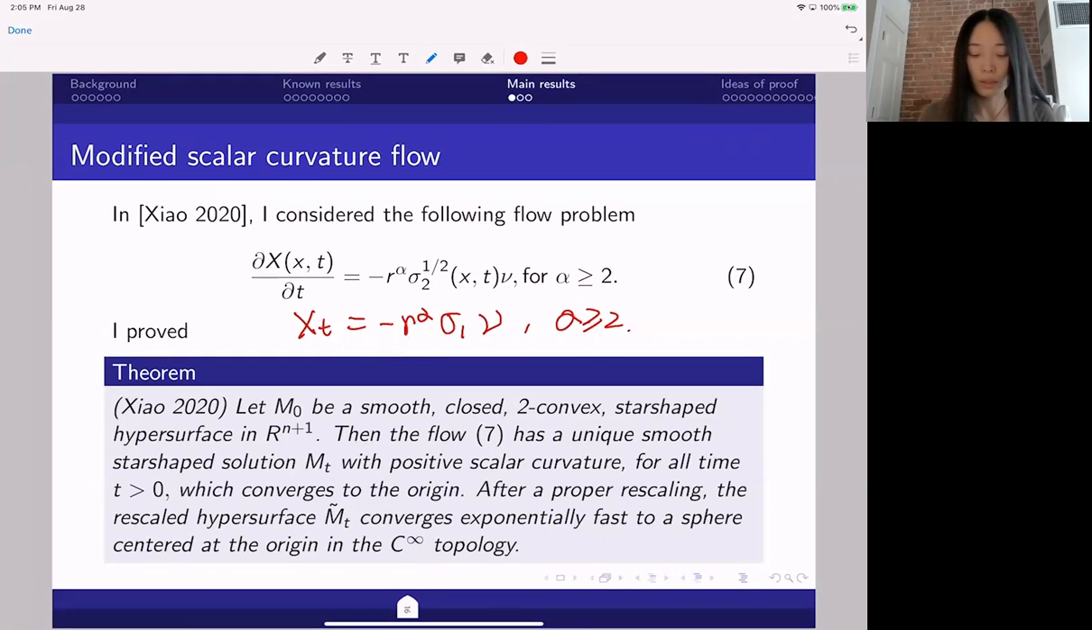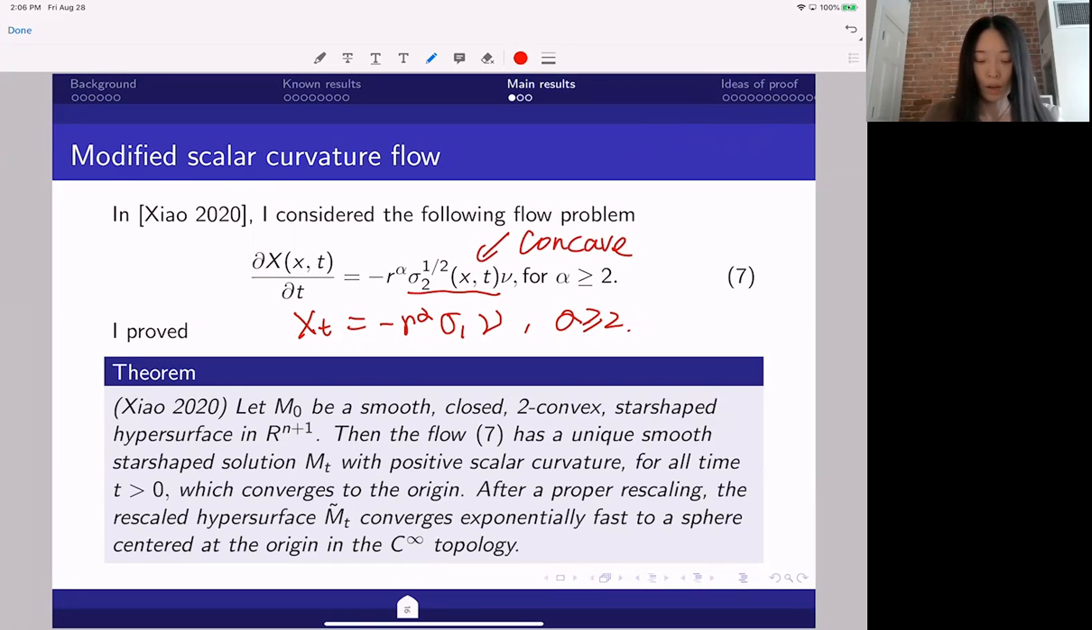Notice that here we have scalar curvature to the 1/2 because then we can make this operator homogeneous of degree 1. And more importantly, this is a concave functional, which is a property we will need to do estimates later.